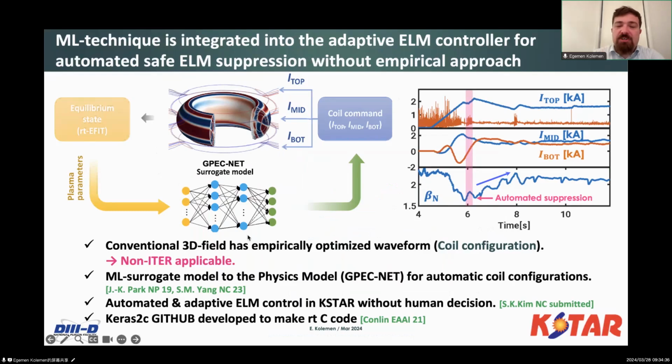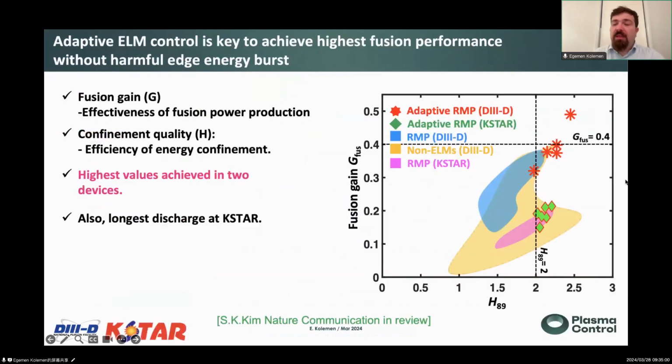For that, we have GPECnet. Basically, it looks at how the 3D perturbations affect the plasma and how adjusting the different coils and so forth affect the plasma. So without going into the details of that, we put this system on K-star and on D3D and show that automatically we get ELM suppression with high confinement. And you might say, well, okay, what is the end result of this? The end result is this paper in Nature Communications.